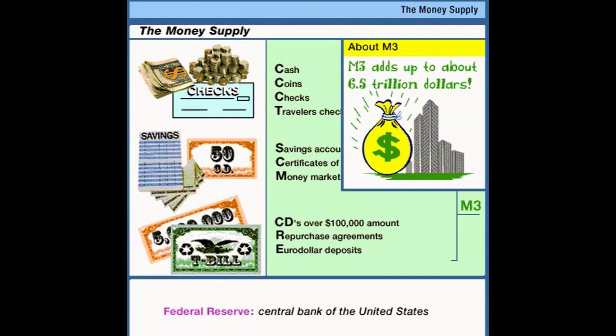So the Fed measures the money supply, and we're going to be studying soon how the Fed controls the amount of money that's actually in circulation. But this is an important thing to know, because there's an amount of money that's right for the economy. It helps the economy do its business. Too much and you get inflation. Too little and you could get a recession.